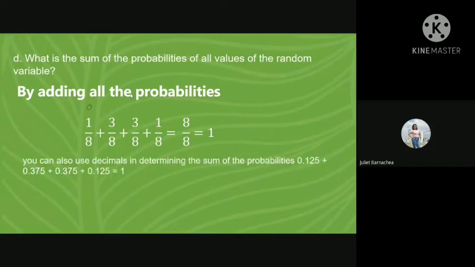You can also use decimal in determining the sum of the probabilities. Kanina, convert natin sa decimal. We can also have 0.125 plus 0.375 plus 0.375 plus 0.125 is still equal to 1. So if you add all the probabilities, the sum is equal to 1. Tandaan nyo yan. If you add all the probabilities, the sum is equal to 1.